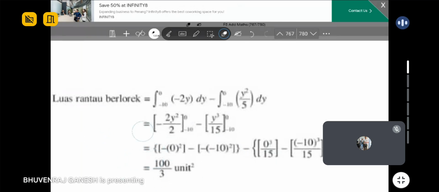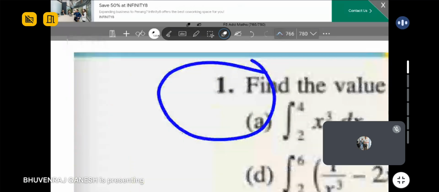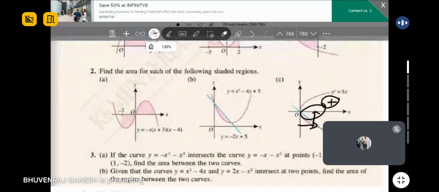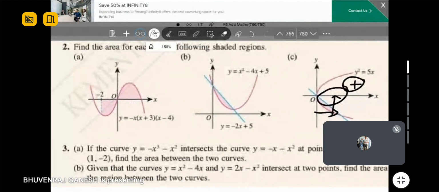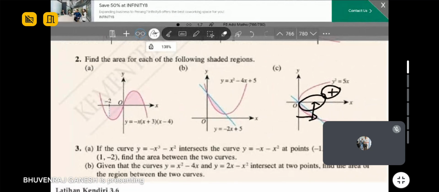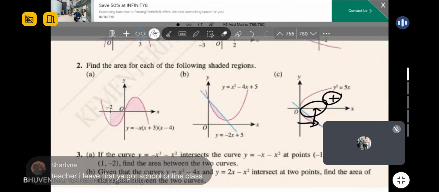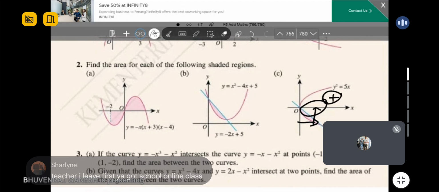Okay, so for the third question, do you all have problems? Soalan 3. Do you want me to discuss? This one has no diagram, guys. So kamu kena lukis. Then only you can understand. So question 3, do you all want me to discuss?